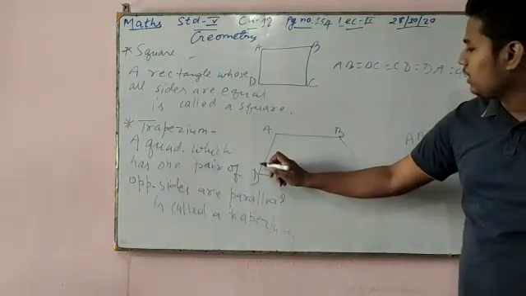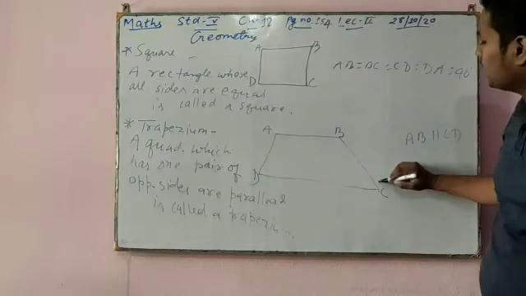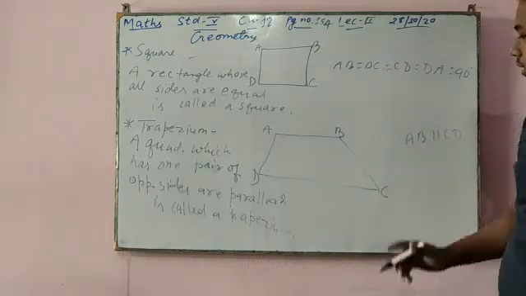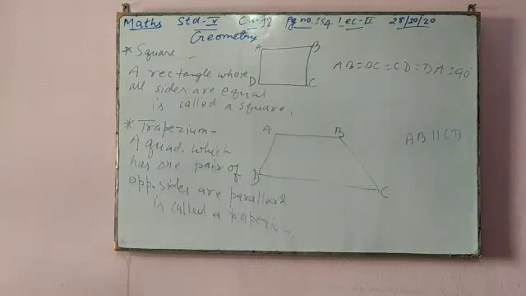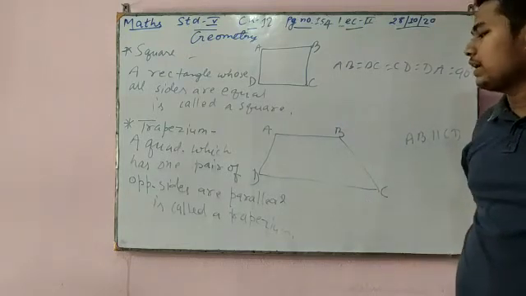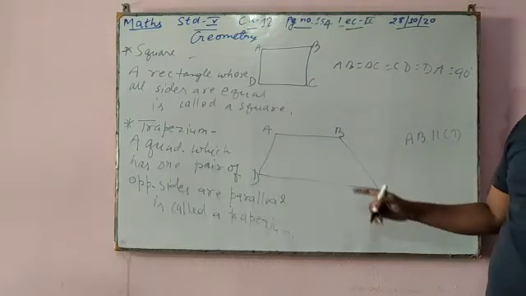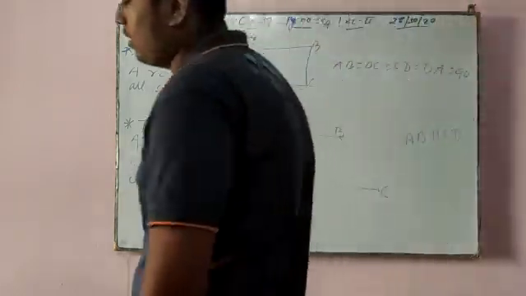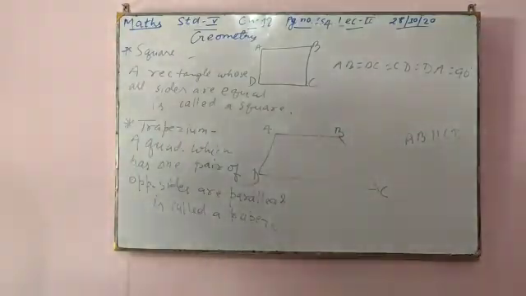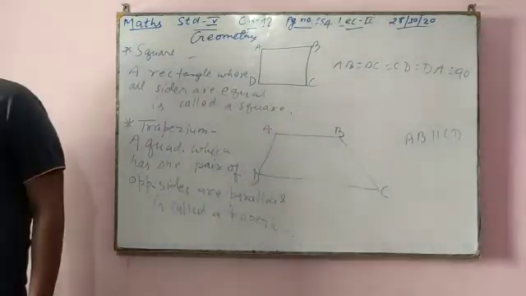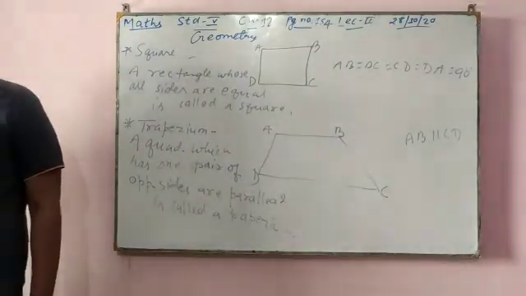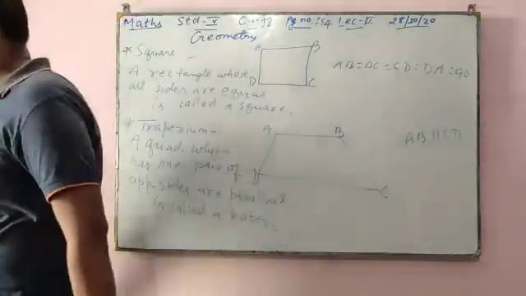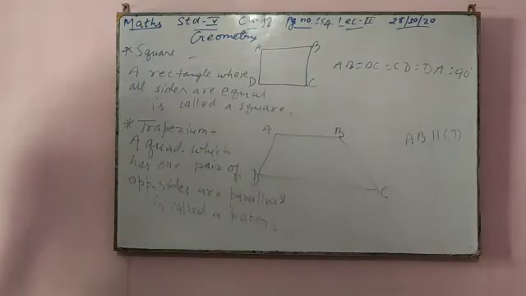See, when I extend AD and CD, they will intersect. So if in a closed figure you find only one pair of opposite sides parallel, then you can say yes, that figure is a trapezium. With the help of all the definitions I have explained, you can easily solve exercise 59. After that, your chapter 12 will be over.